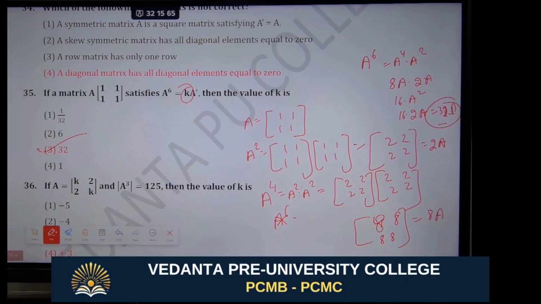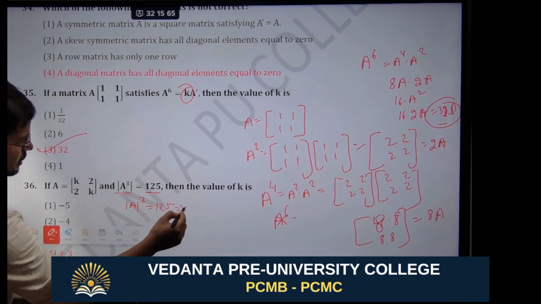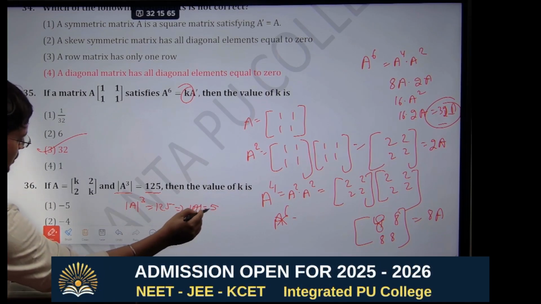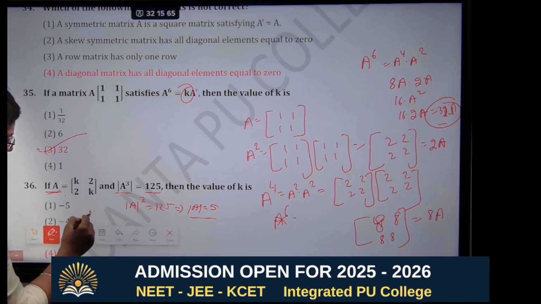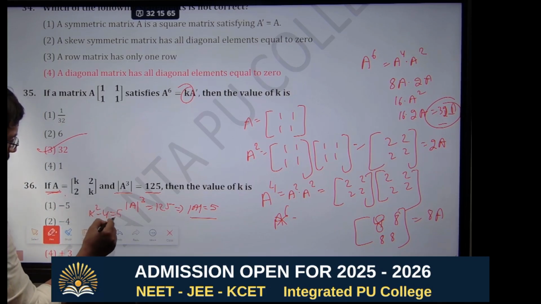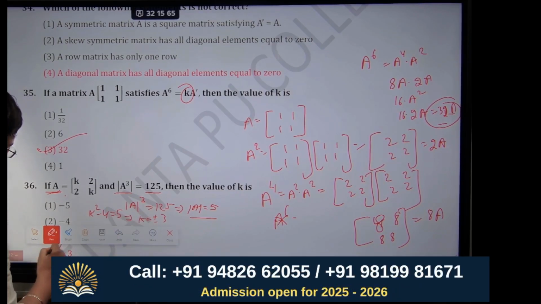Simple questions. Now you see this determinant of AQ is 1.4. So I can write determinant of AQ is 125. So what is A? A will be 5. And from here also I can find A determinant. What will be this? K square minus 4 is equal to 5. So I can say 9. K will be plus minus 3. Option number 4.